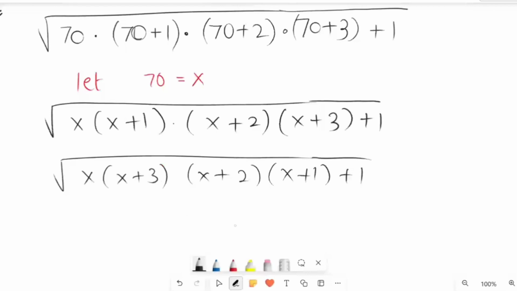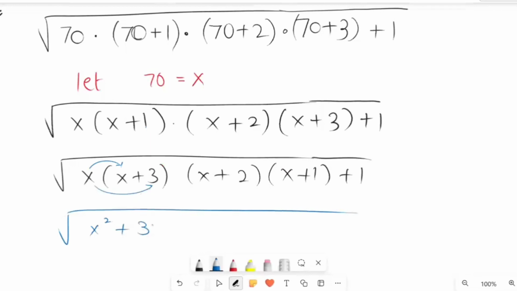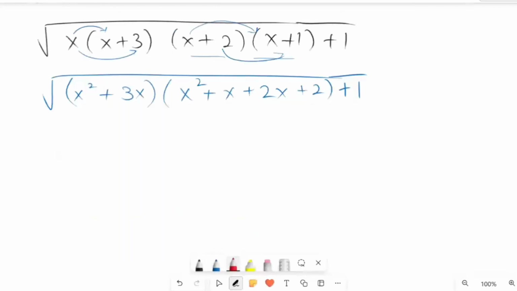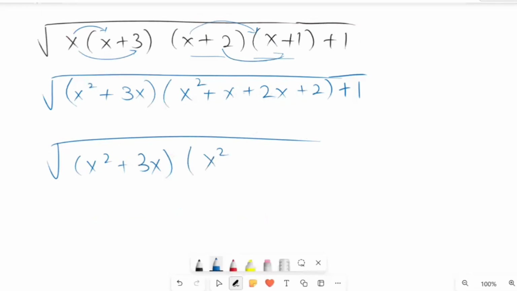Now we're going to simplify the brackets. I'm going to multiply this and this with this, so I will get x squared plus 3x. This I'm going to multiply with the other bracket: x squared plus x times 1 gives us x, plus 2x, and then plus 2. Bracket close, plus 1. Now we're going to simplify it further: x squared plus 3x bracket, this x squared. Now we're going to add up the like terms. Here it will turn to 3x plus 2 bracket plus 1.